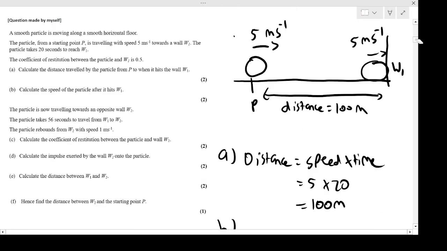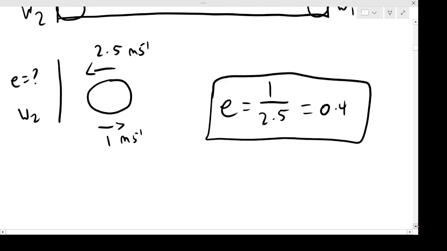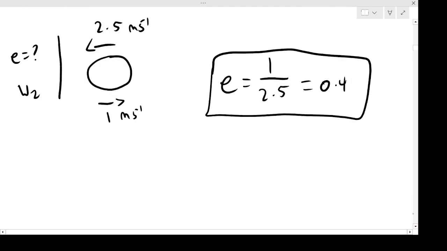Then part D says calculate the impulse exerted by the wall onto the particle. So again, remember we can also consider impulse in this situation. If I look at this diagram again with the wall, the impulse is imposed onto the wall and the particle oppositely. Firstly, the particle is going to bash into the wall like this, so the wall's going to receive an impulse in that way, because the ball's going to push into the wall like this.